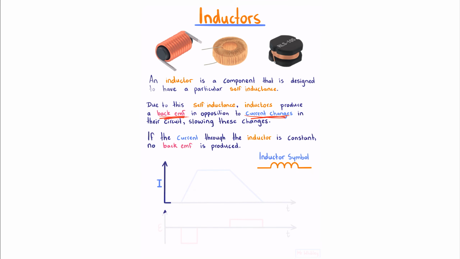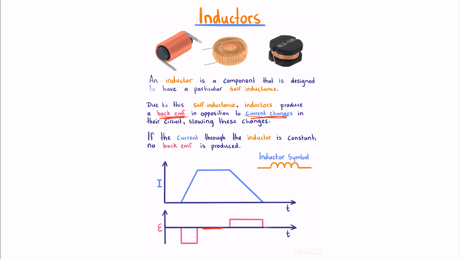And so if we graph the current and EMF over time, if our current increases, we're going to see an EMF in opposition to that increase. And then as our current reaches a constant value, we're going to see no EMF. And then as our current decreases, we're going to see an EMF once again. The EMF is now half the size because the current has changed by the same amount, but in double the time. And it's important to note that when we have a positive change in current, we have a negative EMF, and when we have a negative change in current, we have a positive EMF, such that the EMF is always in opposition to the change.